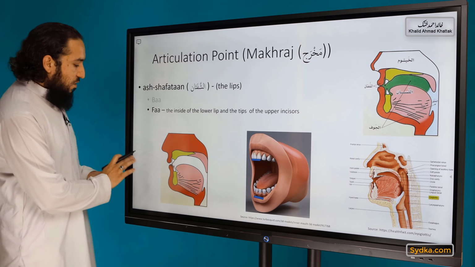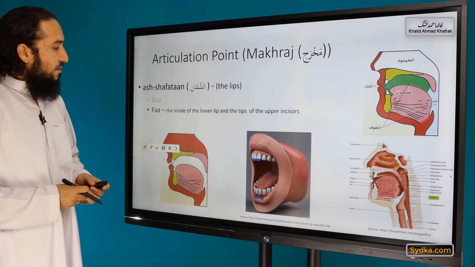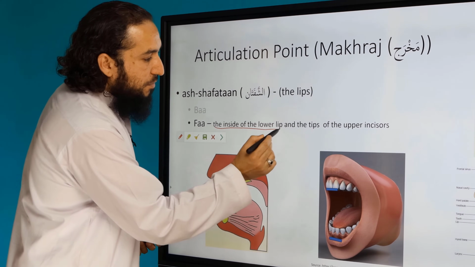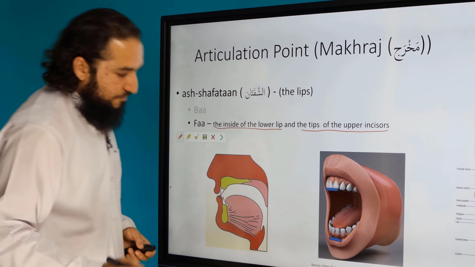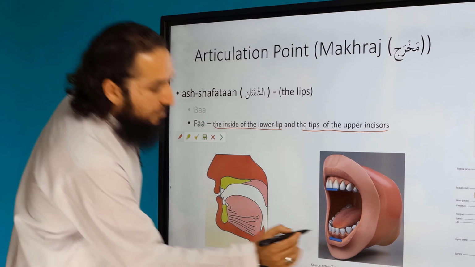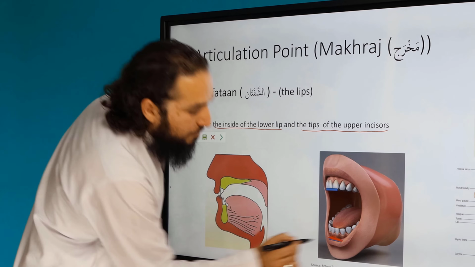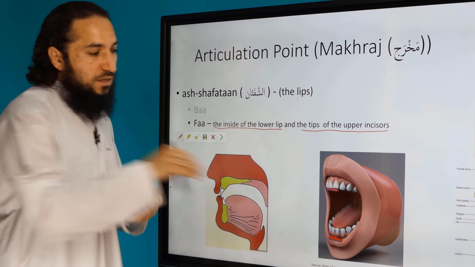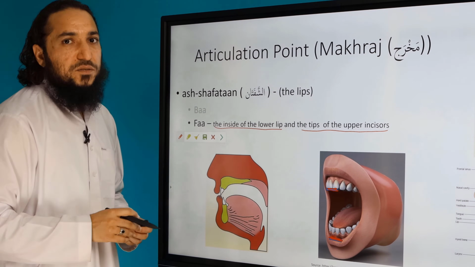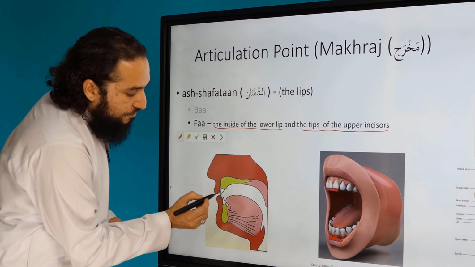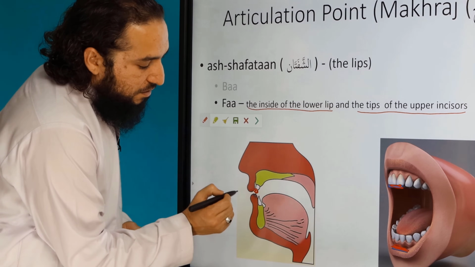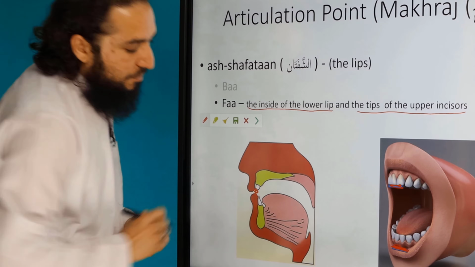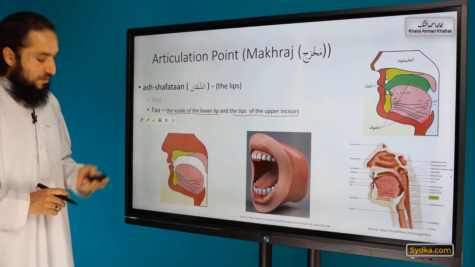What is its makharij? It is one of the shafatan letters, the lips letters. It is the inside of the lower lip and the tips of the upper incisors. So we have the inside of the lower lip, and the tips of the top 2 incisors. When you're pronouncing it, the tips of the upper incisors sit on the inside of the lower lip, creating the sound fa. That's how the sound of fa is produced.